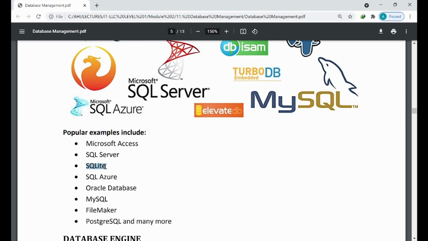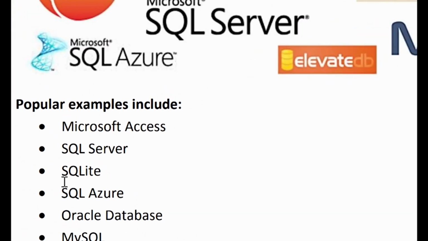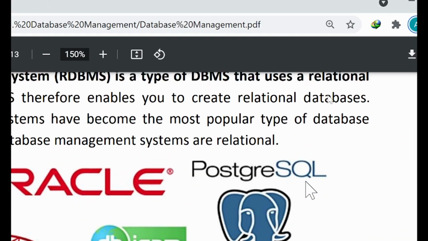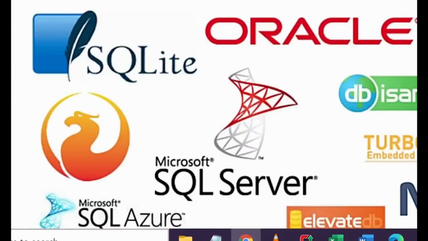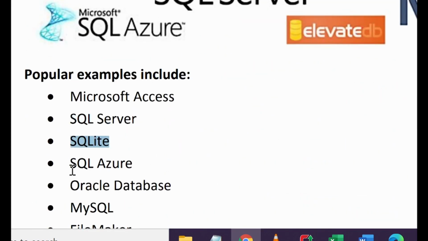Now, the next one you see here on this list is what? SQLite. SQLite is a database behind mobile apps. Have you used a mobile app before? The database that makes your mobile app work is SQLite. So SQLite is used for mobile apps. All right. Then over here we have more SQL Azure from Microsoft.